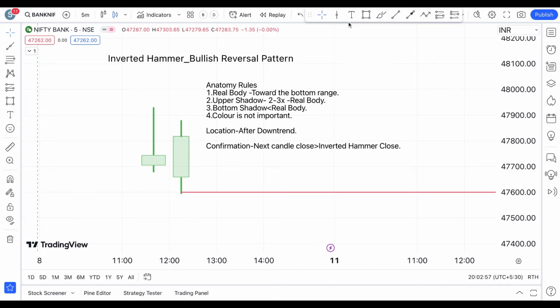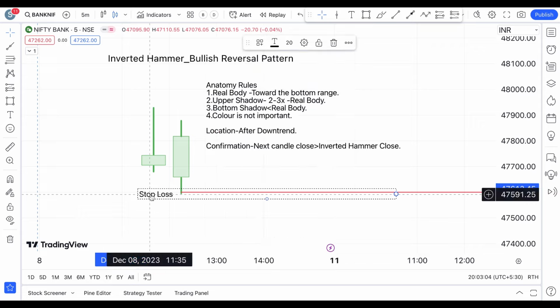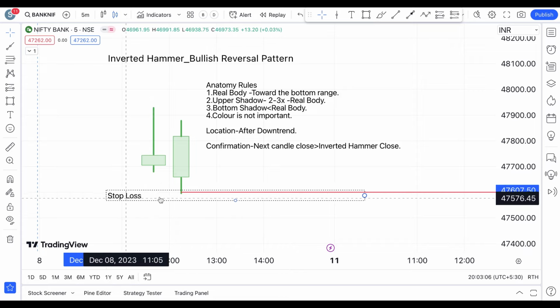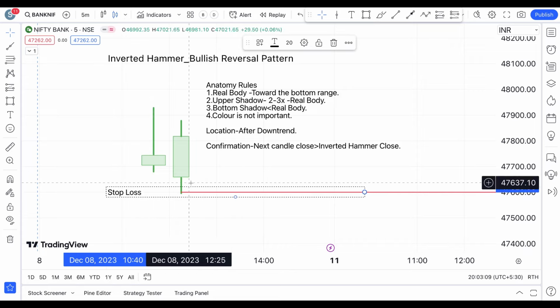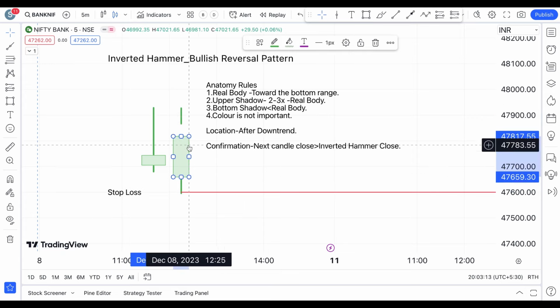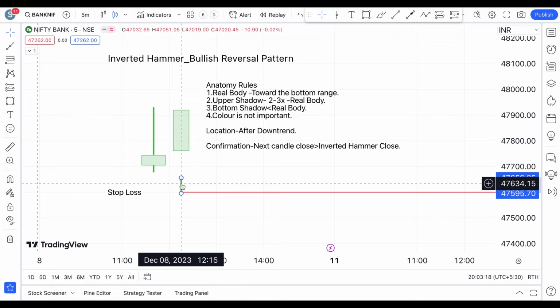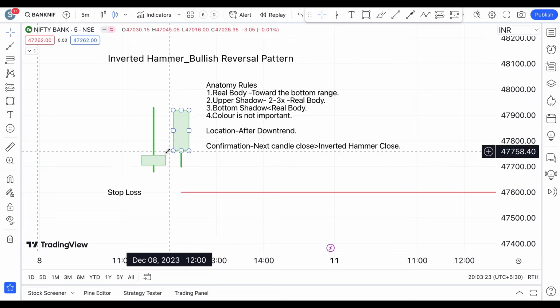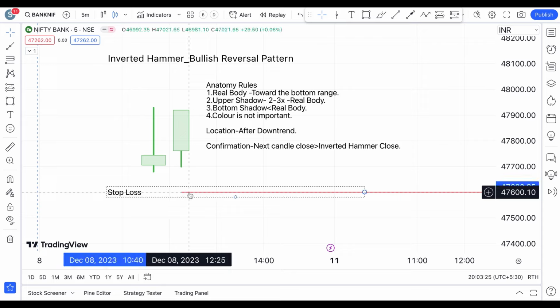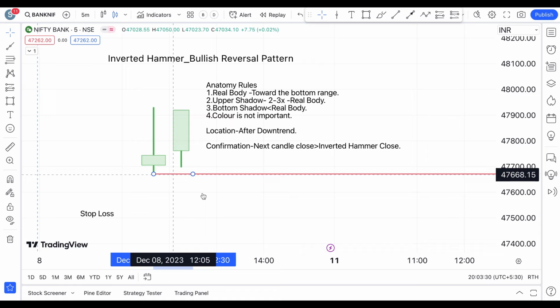So let's write our rule here, saying stop loss. Your stop loss should be here. In the other case, there is one more possibility: imagine this is a candle which doesn't have any upper shadow, and you have this shadow towards there. In this case, this is the lowest point of these two candles, so you should get your stop loss to a point just below that.